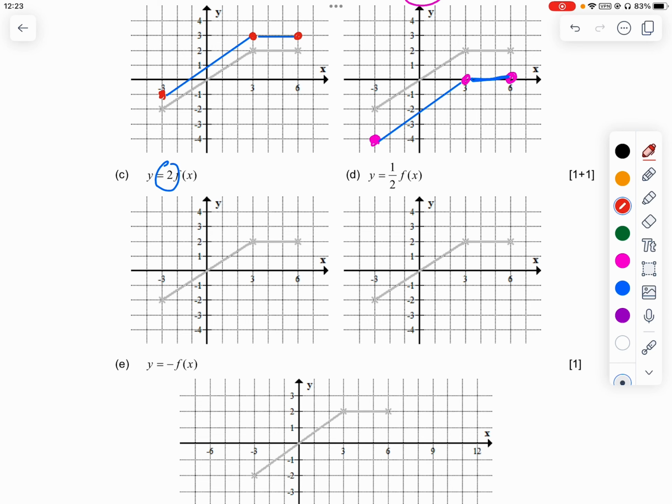The entire y values are getting multiplied by 2 for the same x values. So what does that become? It was 2 over here, so it becomes 4. And it was minus 2 over here, it becomes minus 4. Then join them, that's going to be the graph. Next, the entire y values are getting divided by 2. So it becomes half, and over here. So join them, this is going to be the graph.